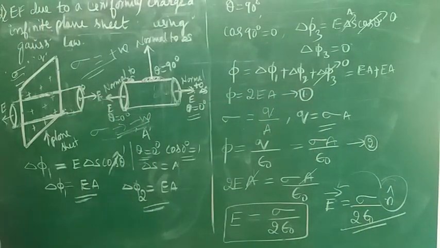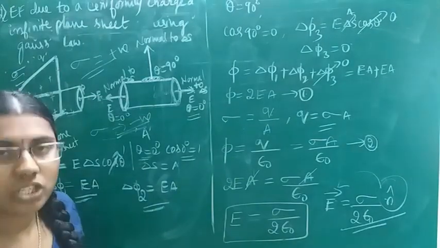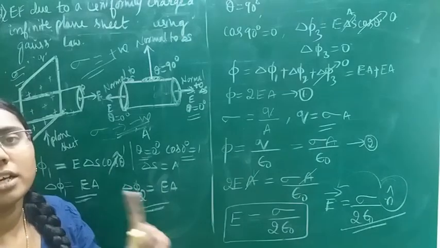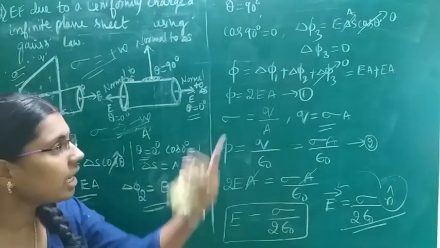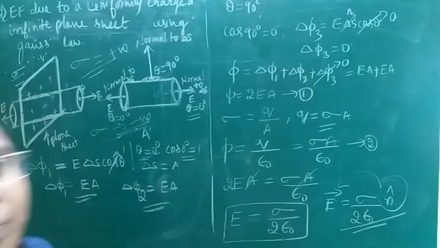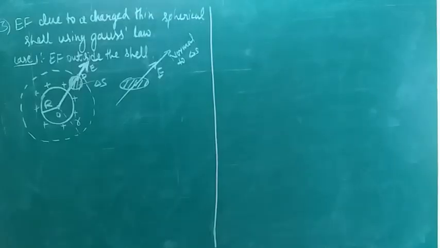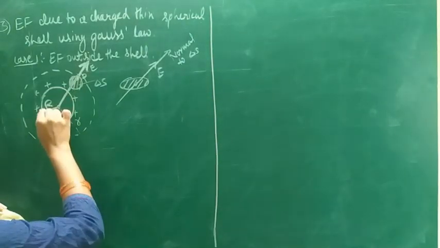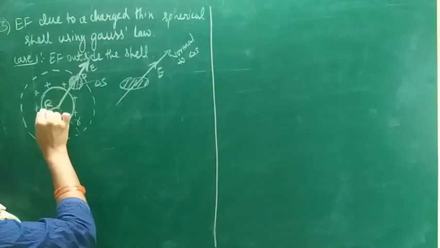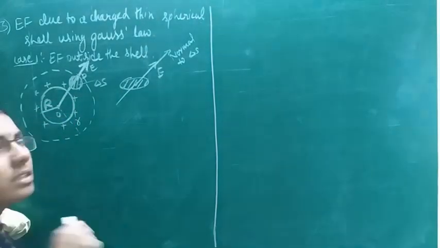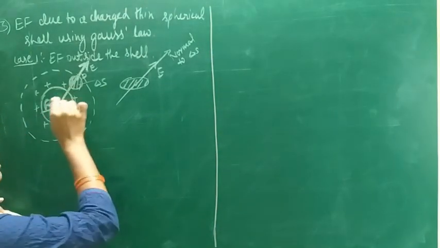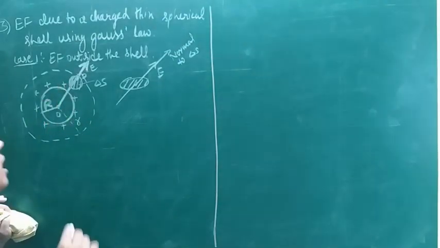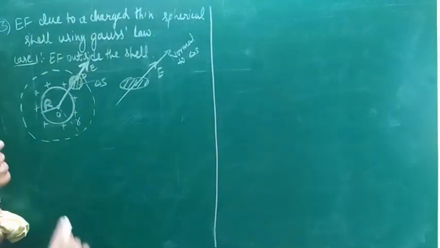Now we have to discuss the third application, that is how we can find out the electric field due to a thin spherical shell. Okay, let me move on to discuss that. Now let us consider a thin spherical shell having radius r, which is positively charged. And here O is the center of that spherical shell.